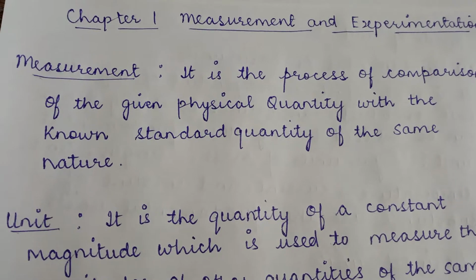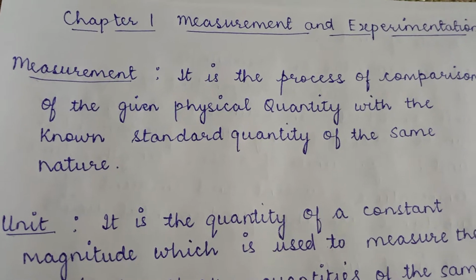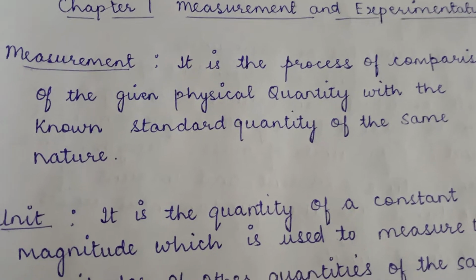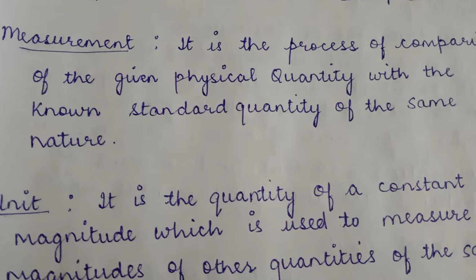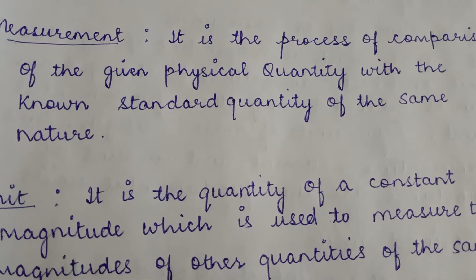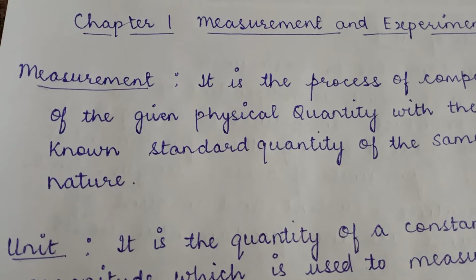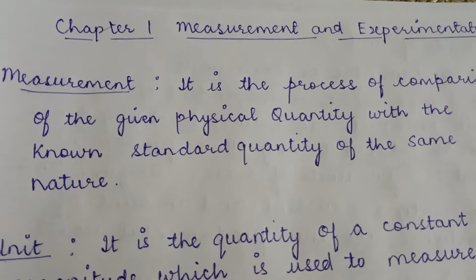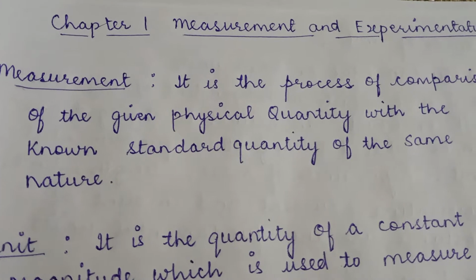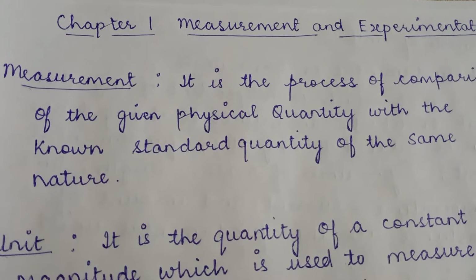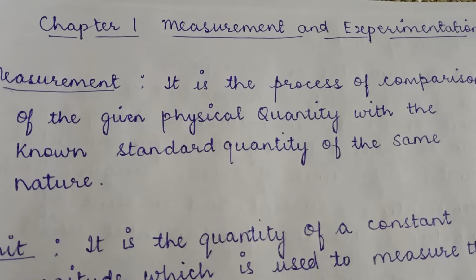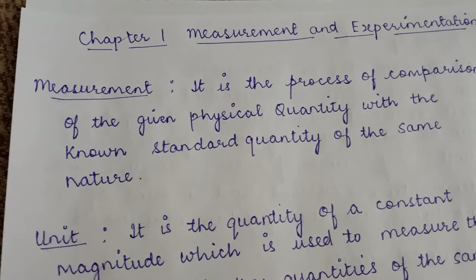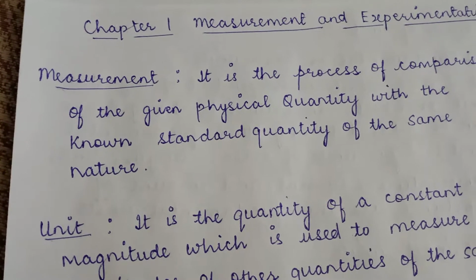Now, the word used in this definition, which is new for you all, is physical quantity. Physical quantity is basically the property of a system which can be quantified by measurement. It means any quantity which we can measure is known as physical quantity. Like mass is a physical quantity because we are able to measure the mass. Length is also a physical quantity because we are able to measure the length. We are able to quantify the length by measurement.